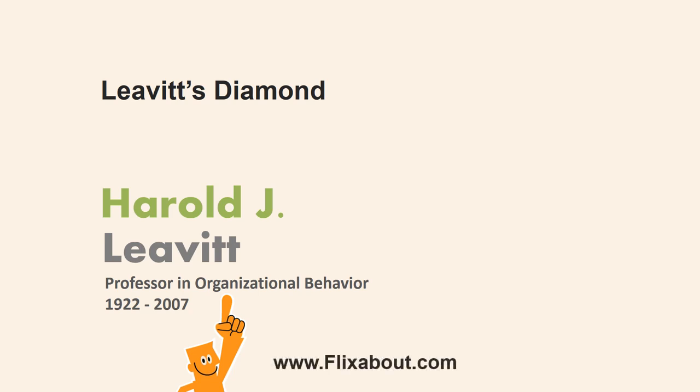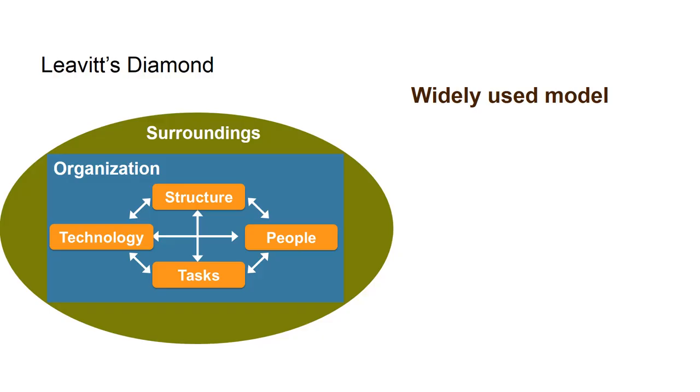Harold J. Leavitt developed Leavitt's diamond model in 1965. Today, it is one of the most widely used models to get an overview of how organizational change will be most effective.